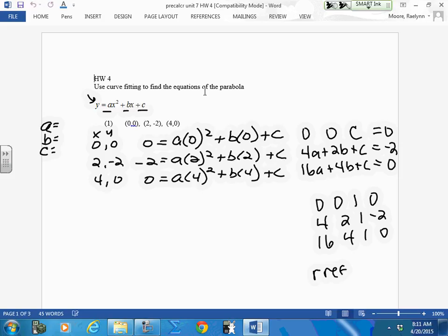Anybody get an a, b, c yet? Invalid. It's r, not R. Oh, you got it backwards. It's a 3 by 4. I got it. Oh, you're not filling these. So this is a 3 by 4. 3 rows, 4 columns.